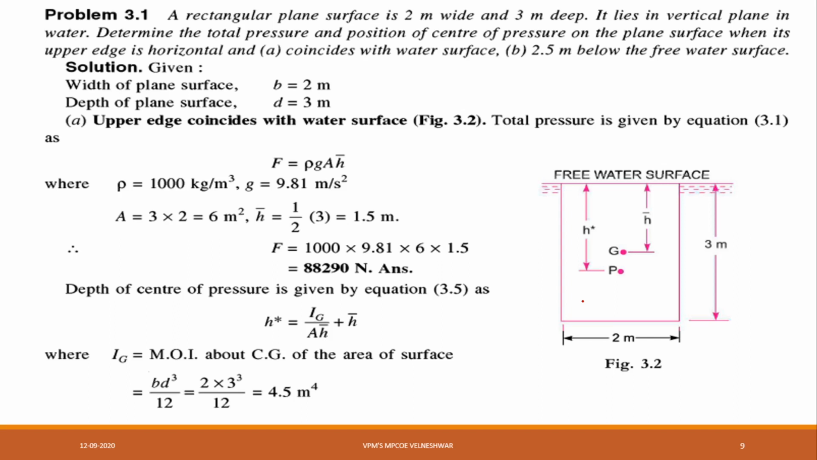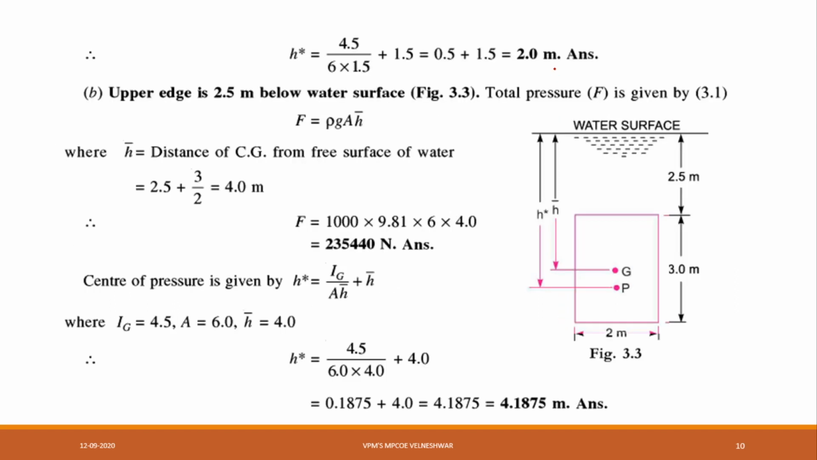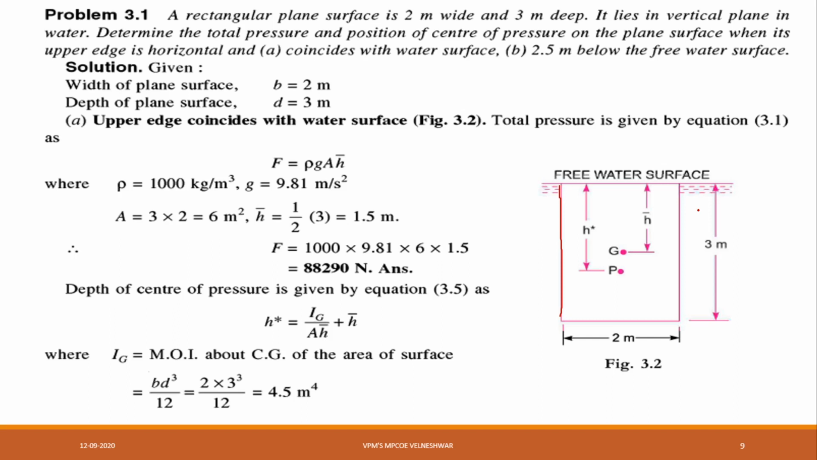He has given two conditions for us. One is that the upper edge coincides with the water surface, meaning the water surface is exactly connecting there. The other is that the upper edge is 2.5 meter below the free surface. For the first, the upper edge coincides with the water surface, so there is no change, it is a direct sum.